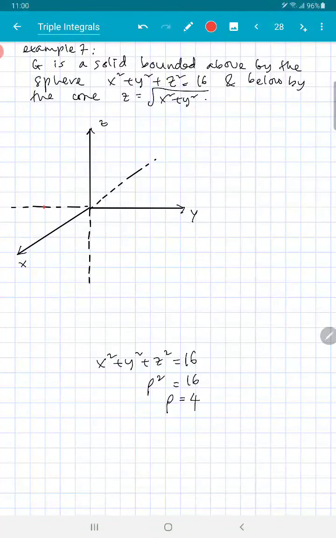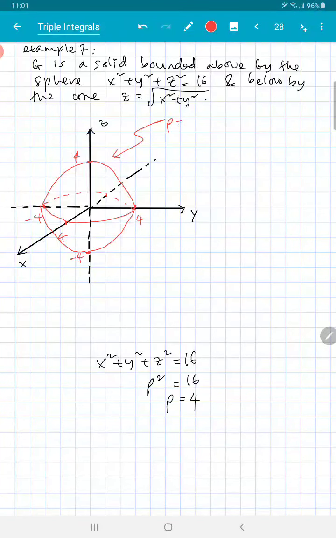So here we have a sphere of radius 4. So let's say that's 1, 2, 3, 4. That's a 4, that's a 4. Here we have negative 4, 4, 4, negative 4. So here we have a sphere of radius 4, x squared plus y squared plus z squared equals 16, or another name for this is rho equals 4.